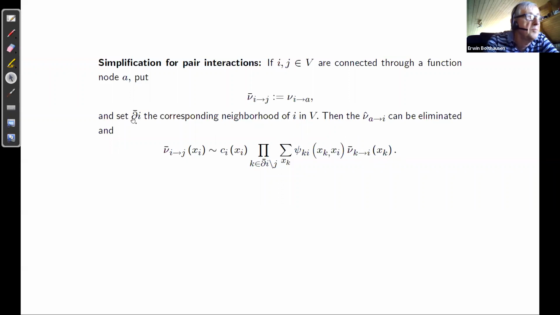So I'm taking then the boundary of i in this graph where I left out all the function nodes. Just the boundary of i are the variable nodes which are connected through a function node. So it's just this quantity. So you don't have to use these quantities here. So you can eliminate that. And you're getting just this equation here. So of course always understood to be modulo normalization.